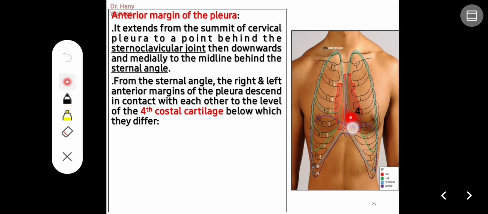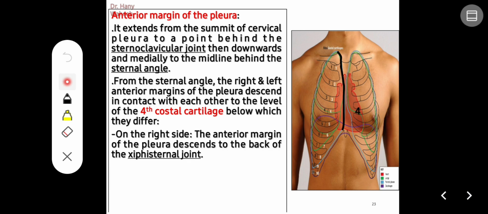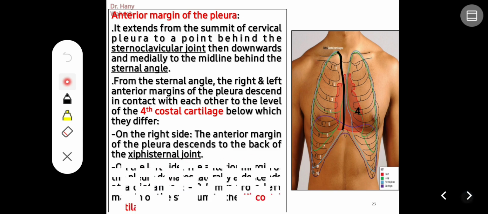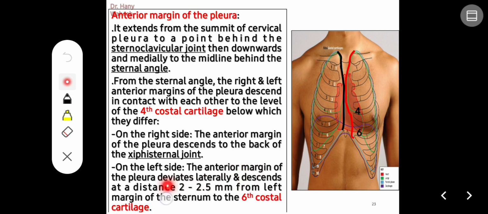Below the fourth costal cartilage, the anterior margins on both sides differ from each other. On the right side, it continues vertically down to the back of the xiphisternal junction, nearly at the level of the 6th costal cartilage. While on the left side, the anterior margin of the pleura deviates laterally and descends at a distance of 2 to 2.5 centimeters from the left margin of the sternum down to the level of the 6th costal cartilage. It forms a slight deviation on the left side from the level of the 4th down to the 6th costal cartilage.